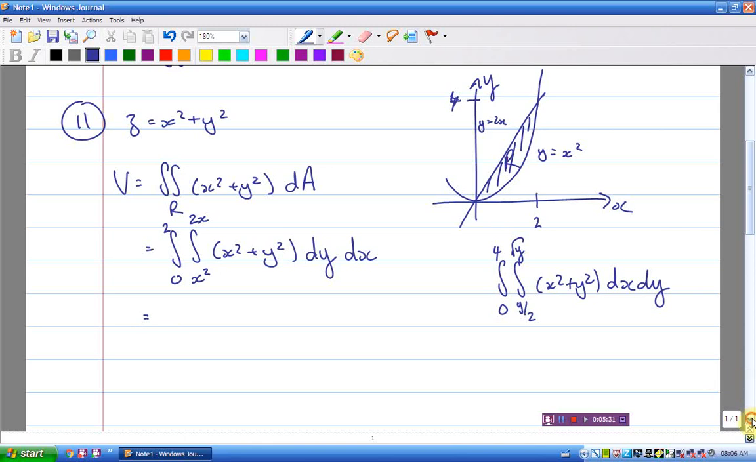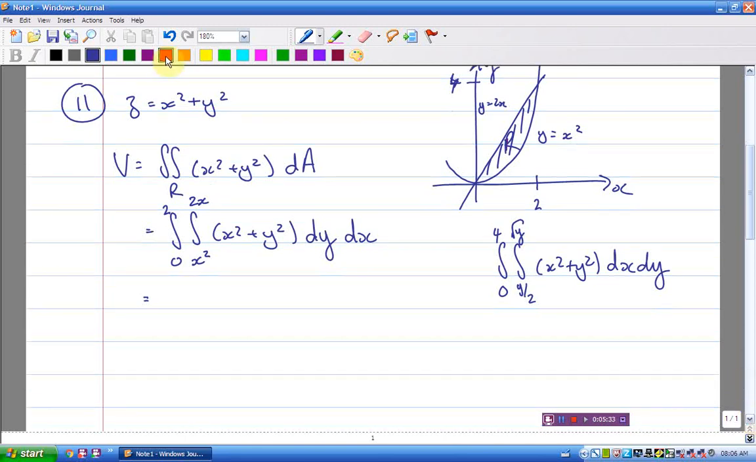Okay, so if x is going first, we are interested in reading our region from left to right. So I've drawn a little red strip there. The limit that goes at the bottom of the integral is the left edge of my region, and the one that goes at the top is the right edge of my region. So the left edge of my region is the straight line x equals y over 2, and the right edge of my region is x equals square root y, yes?